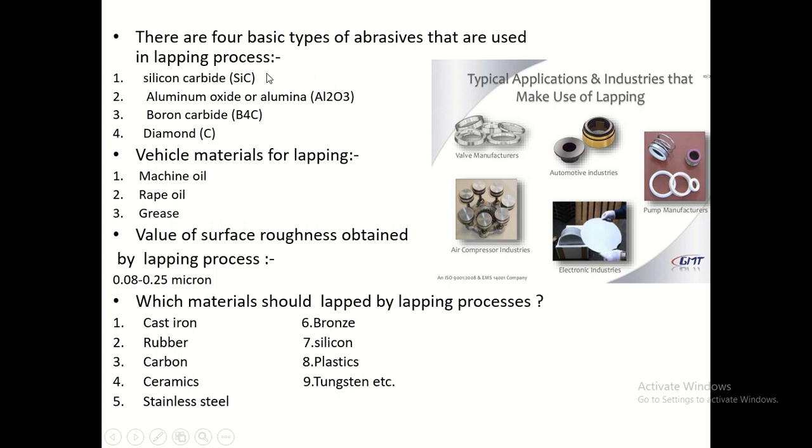The abrasives used in the lapping process are silicon carbide, aluminum oxide, boron carbide, and diamond. And different vehicle materials, meaning materials mixed with the abrasive, are machining oil, rape oil, and grease. The surface roughness obtained by the lapping process, meaning how much surface finishing is obtained, is 0.08 to 0.25 microns.